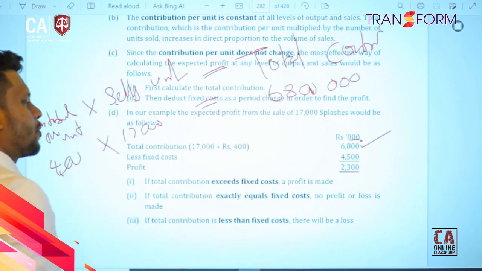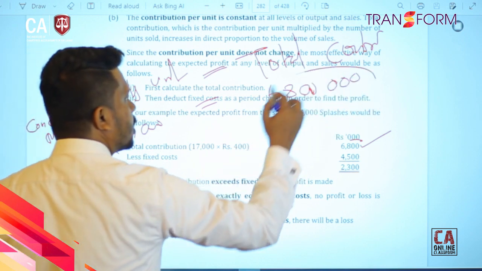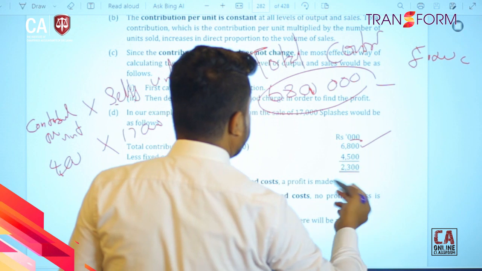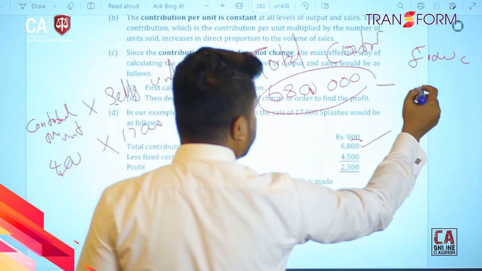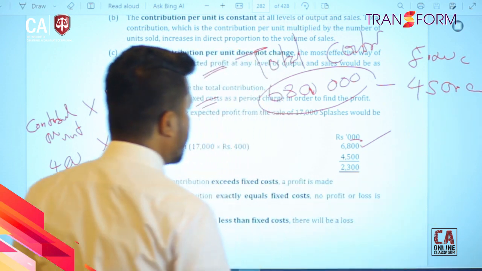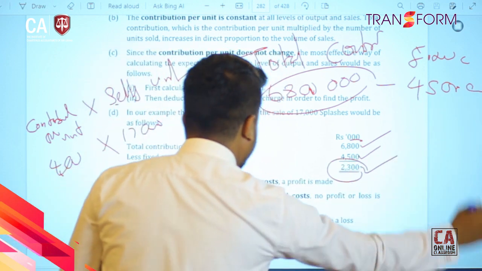If you want to calculate the profit, what can you do? Out of this, you can deduct the fixed cost. Fixed cost is not going to change, no. So you can deduct 4.5 million. Again, you have the profit.